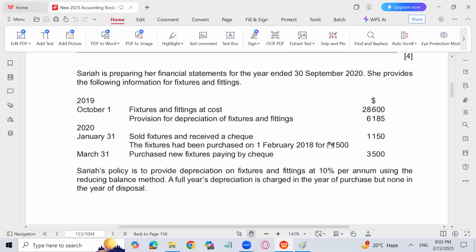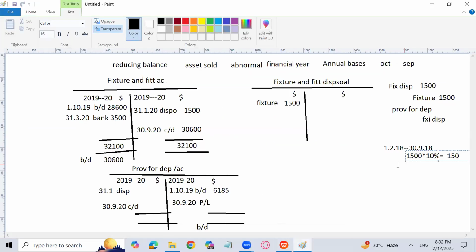So 1,500 is the cost of the asset. Here it is being written. So I will charge the depreciation for the whole year, 1,500 into 10%, 150.